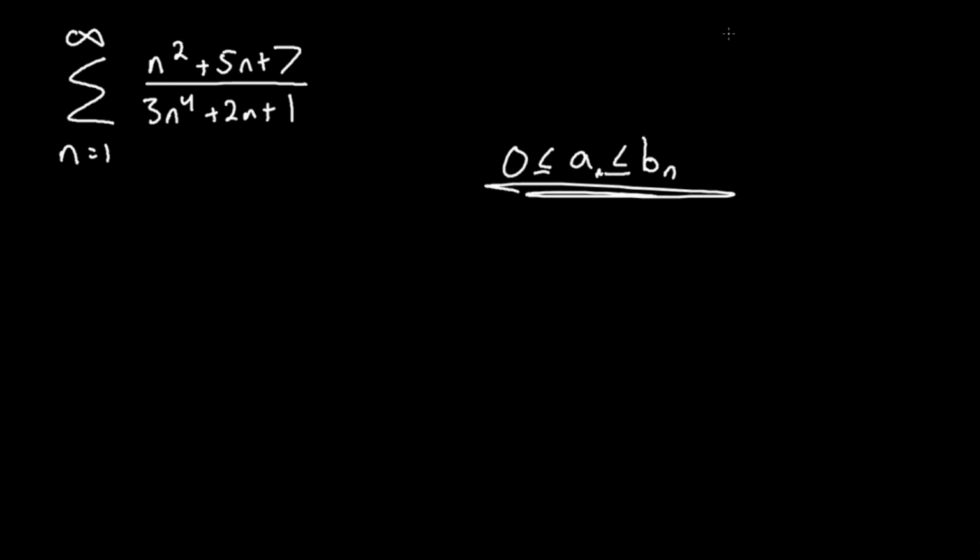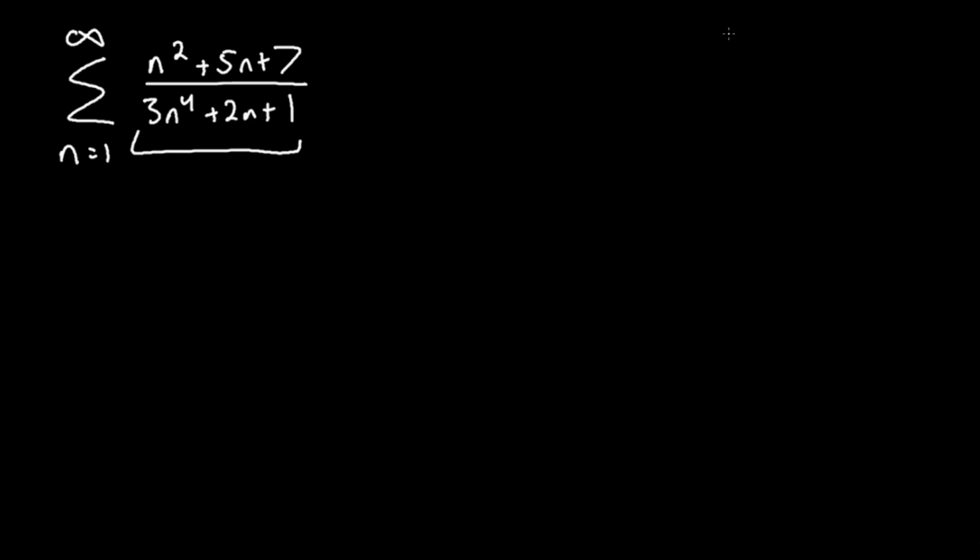All right, this condition right here is for the direct comparison test, and for functions like this, where a of n is something super complicated, the limit comparison test is a lot more helpful. So this right here is a of n. This is your original series. So our goal here is to find b of n.